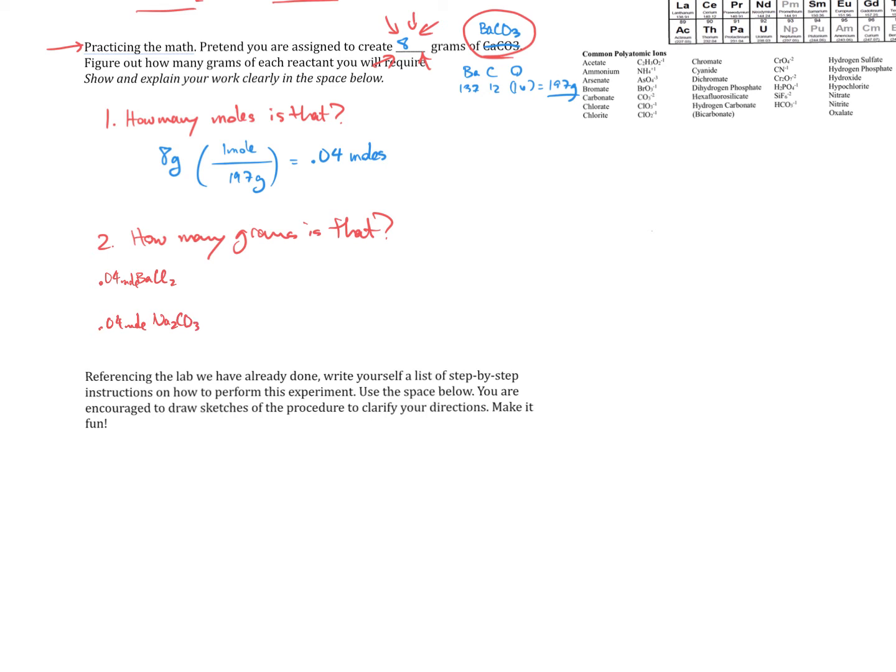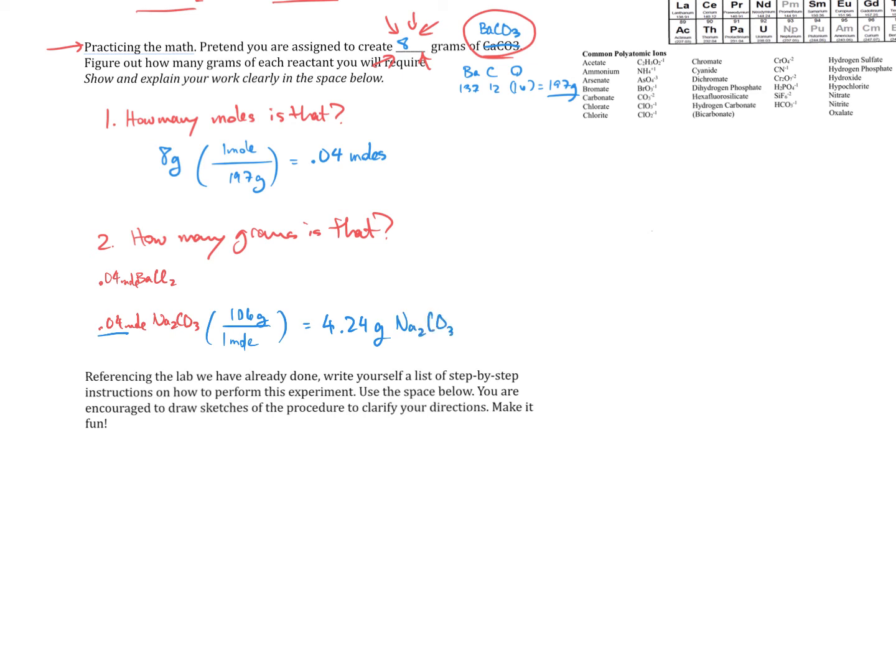Simple. I go back to their molar masses. I happen to know that 1 mole of sodium carbonate is 106 grams. I could do that calculation. I could add up sodium, carbon, oxygen. There are 2 sodiums, there are 3 oxygens, and that would give me those numbers. So 0.04 times 106 tells me that I'm going to need 4.24 grams of sodium carbonate.